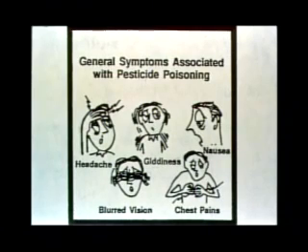Let's talk about the general symptoms associated with pesticide poisoning. They are headache, giddiness, nausea, blurred vision, chest pains. These are the general symptoms that you would see if someone was poisoned with a pesticide.